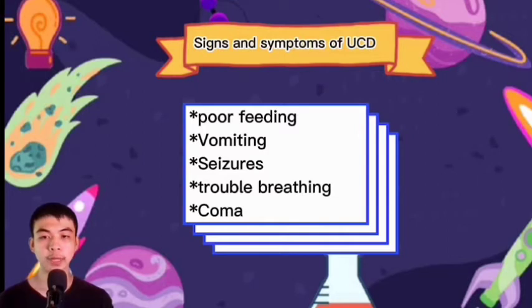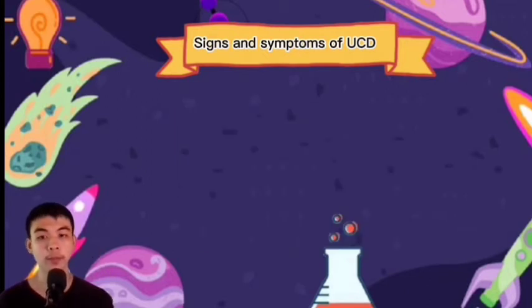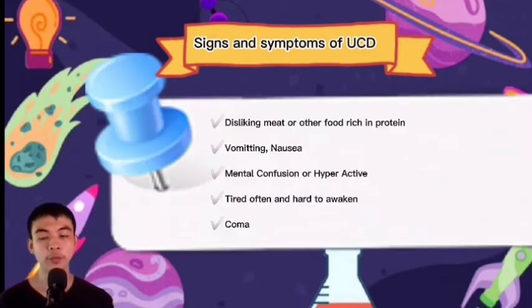Symptoms in children with mild or moderate UCD who do not show symptoms until early childhood may include the following: disliking meat or other food that is rich in protein, vomiting, and nausea. Then, mental confusion or hyperactive behavior. The children also get tired often and are hard to awaken. And also, the most common symptom is that the children can experience a coma.